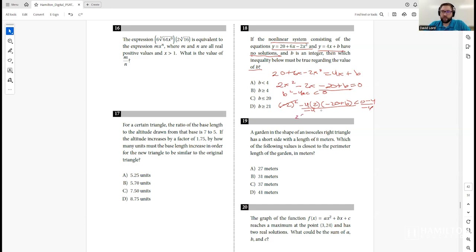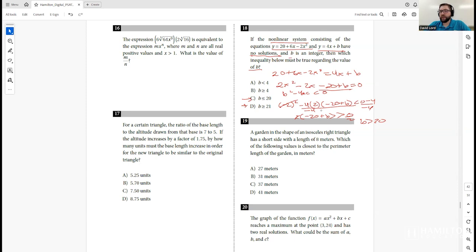2 times negative 20 plus b is now greater than 0. Divide both sides by 2, so negative 20 plus b is greater than 0. And so we have to decide whether it's C or D. Now, B says less than 20. But looking at this, when I add 20 to both sides, we want b to be greater than 20.